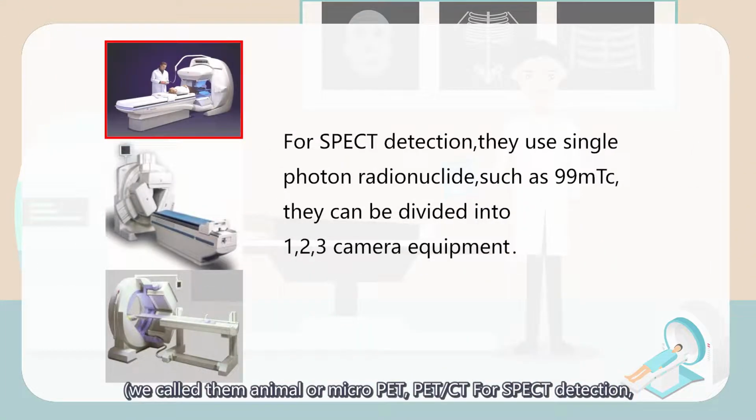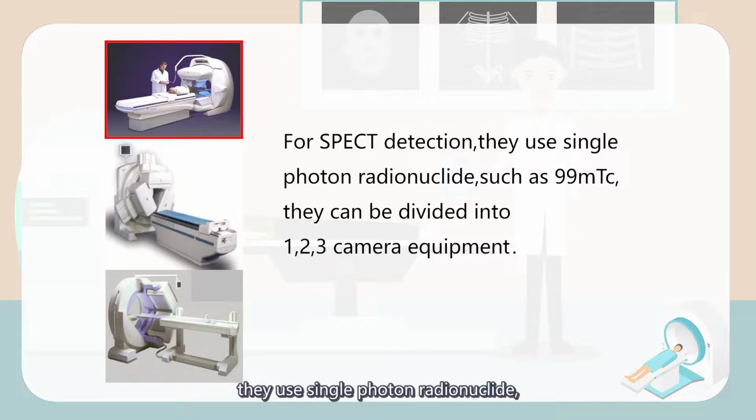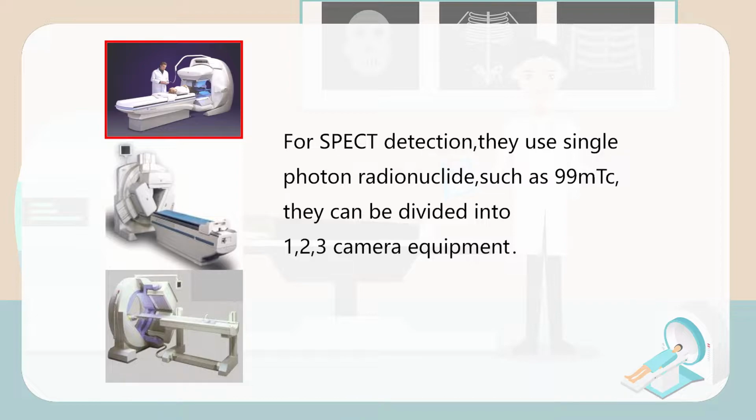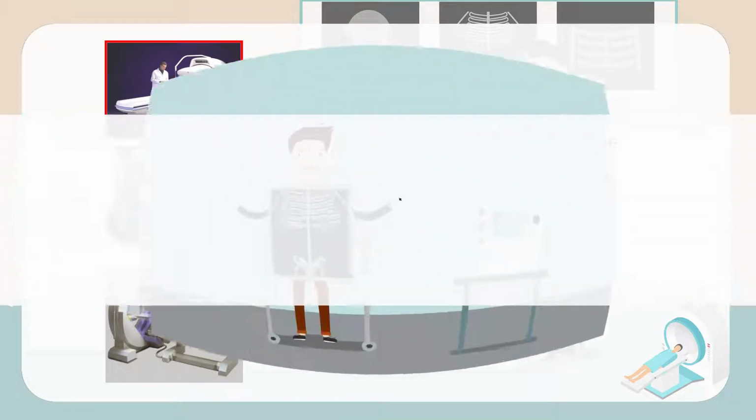For SPECT detection, they use a single photon radionuclide, such as technetium-99m, whose half-life is only 6 hours and which emits pure gamma rays. And SPECT can be divided into 1 camera, 2 camera, and 3 camera. The more cameras, the better. Also, equipment for animal application has been used for scientific research. We call it microSPECT or animal SPECT.